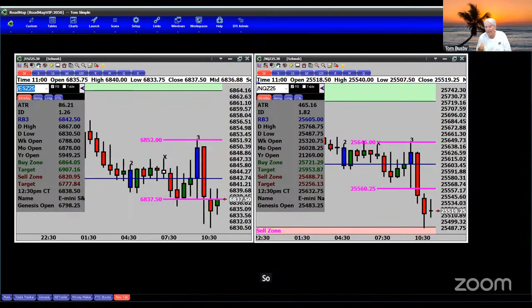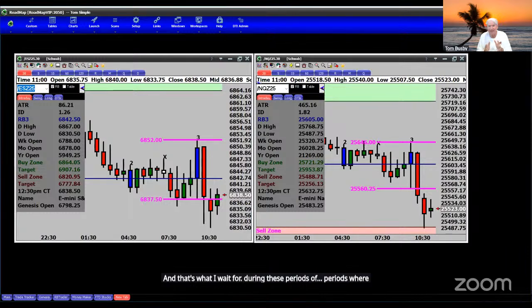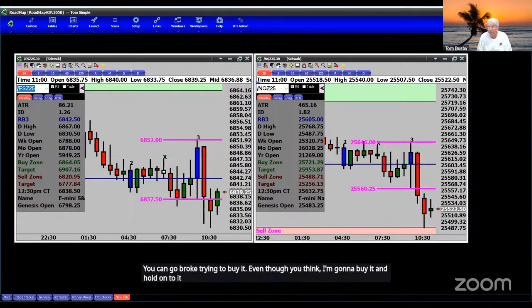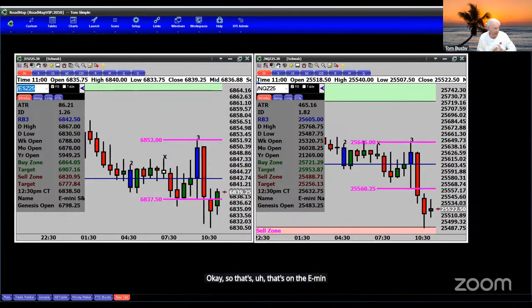So the one factor you have on your side is time. Hey, we don't have to guess. After 12, we got our answer, right? And that's what I wait for during these periods where you got it counter trending. You can go broke trying to buy it, even though you think I'm going to buy it and hold on to it. It gets pretty brutal. Okay, so that's on the E-mini and on the NASDAQ.